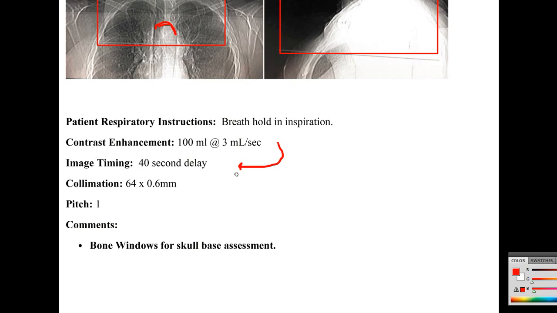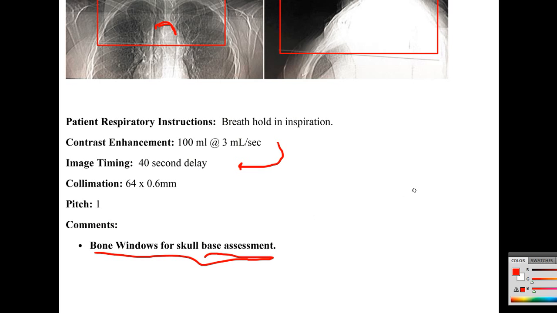The collimation is 64 by 0.6 millimeters, so you're going to get 64 slices by 0.6 millimeters. However, based on your scanner type, you may get a little thicker collimation with less slices, but that's perfectly fine. The pitch is going to be 1, and the important thing to notice here is that we're going to use bone windows for skull base assessment.